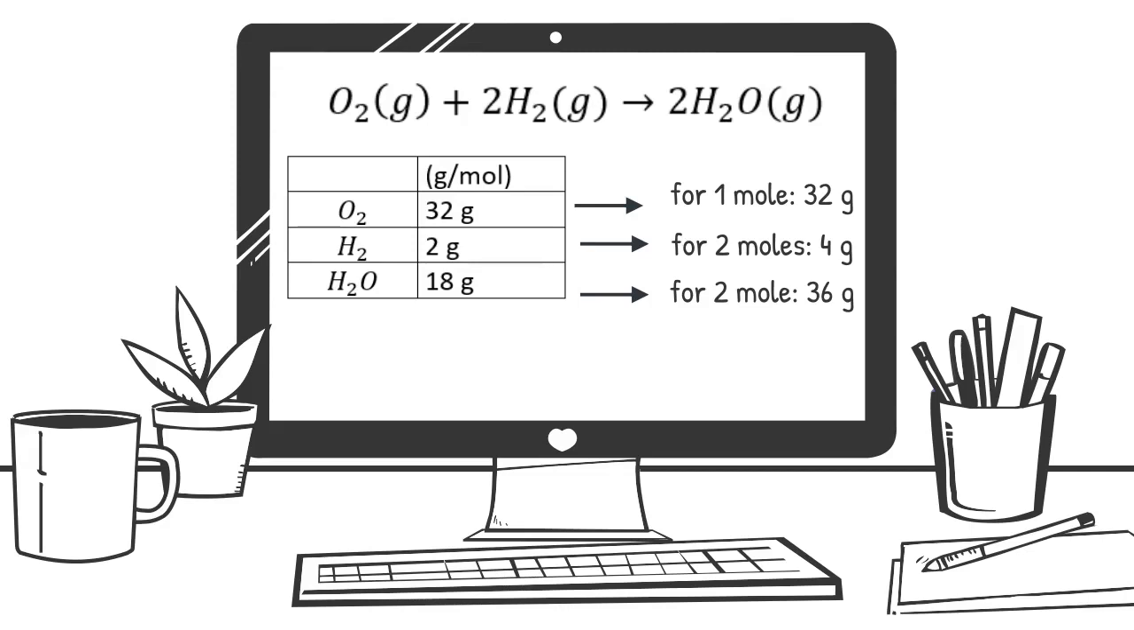So water vapor, H2O, is produced, and it's 2 moles that's produced, so we have to double the amount. So we should expect 36 grams of water vapor when we use 1 mole of oxygen with 2 moles of hydrogen in order to produce 2 moles of water. Also note 32 plus 4 gives you 36. So the left side and the right side of the reaction should always remain the same in terms of the total amount of grams.